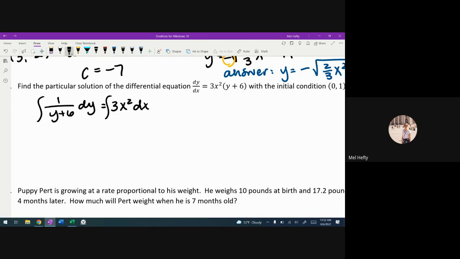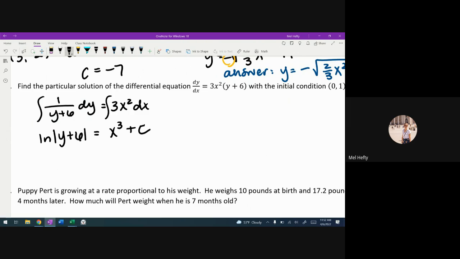All right, how do I integrate this side? Natural log. If I brought this up as a -1 power, I'd be trying to divide by 0 eventually. That's not a good vibe. So we're going to do natural log of y plus 6 like this. Absolute value bars, yes, important. This guy, I believe, is x cubed and then plus my c.